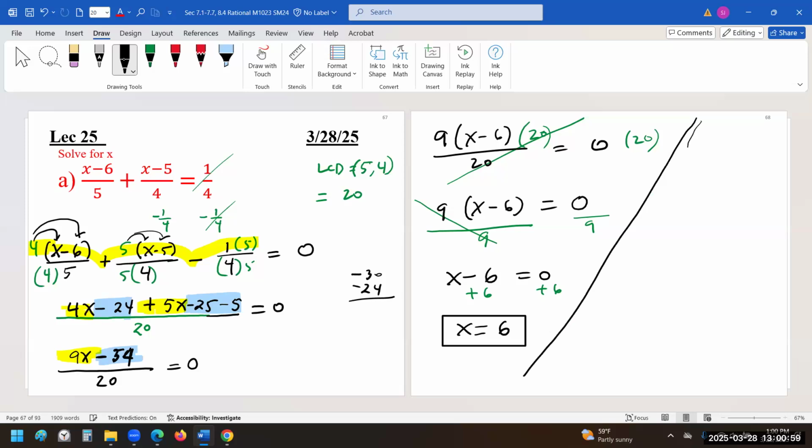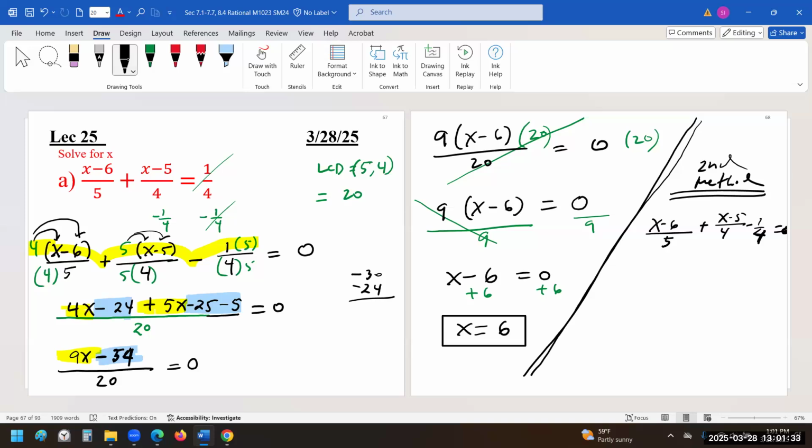Since this is a shortcut, let me just show you. So x minus 6 over 5 plus x minus 5 over 4. Did you bring everything to one side? Minus 1/4 equals 0. So C said, I'm going to stick with my method, but I can also show you, no problem showing you.